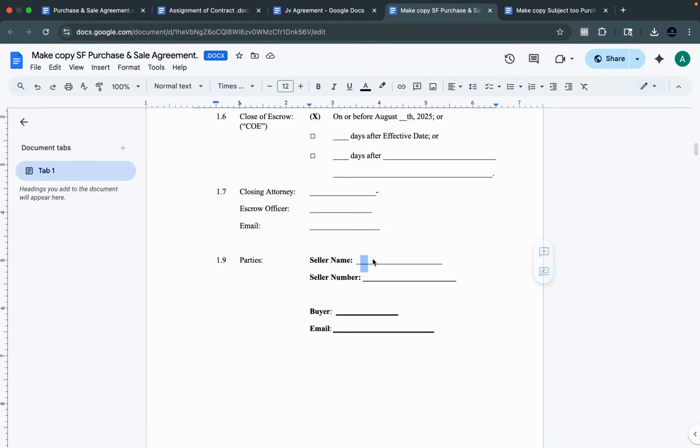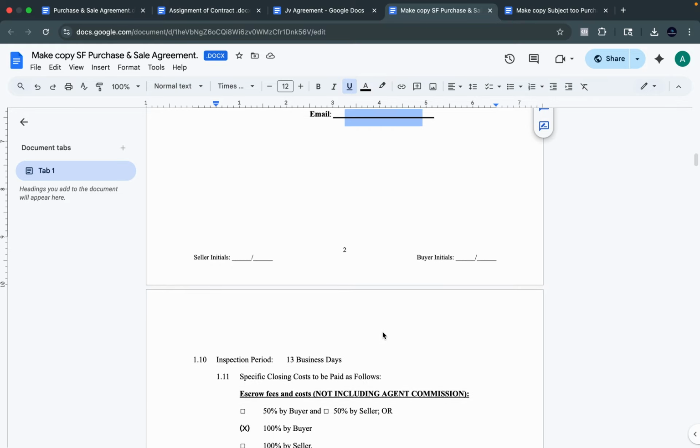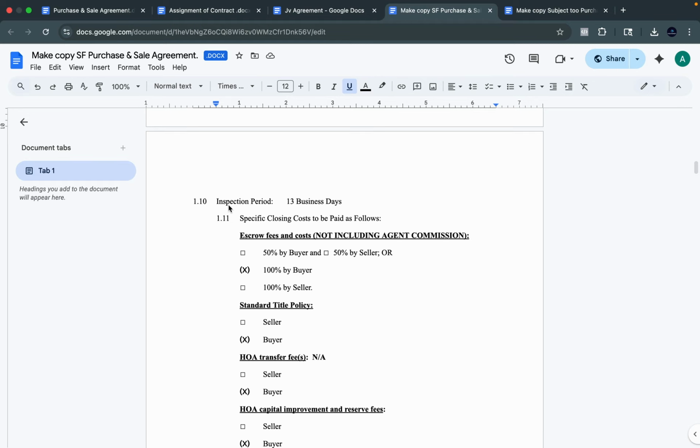Parties. So it would just be seller's name, seller number, again, which, buyer's name, and then it should be your email as well. So we're looking at inspection period, right?